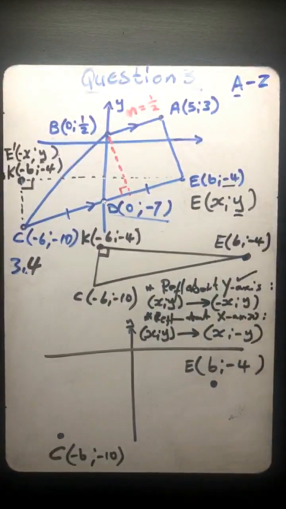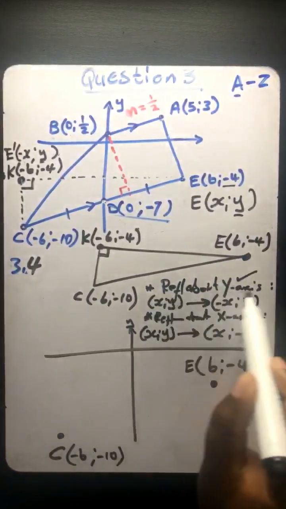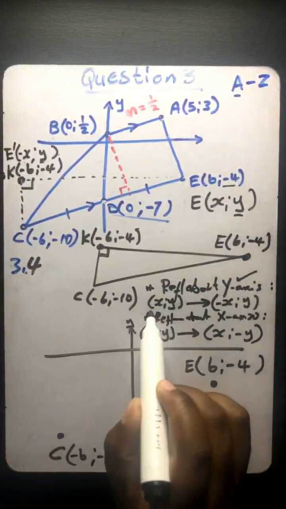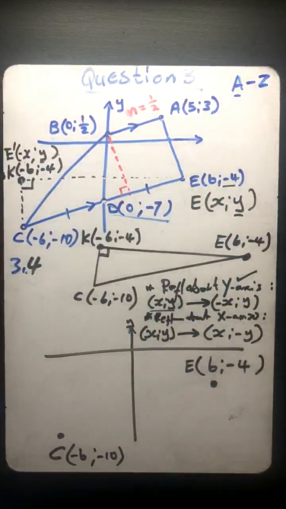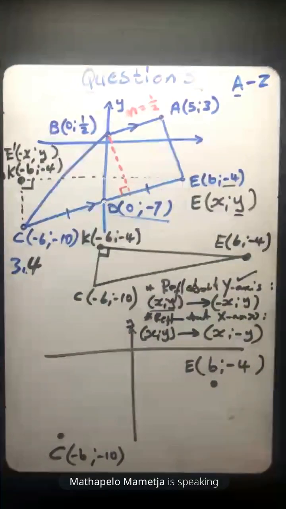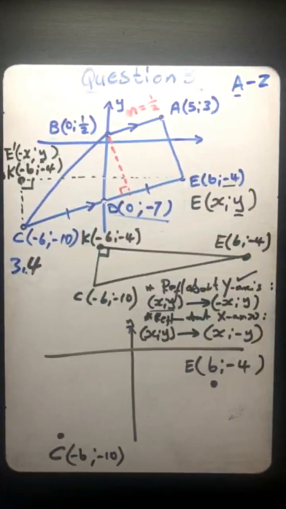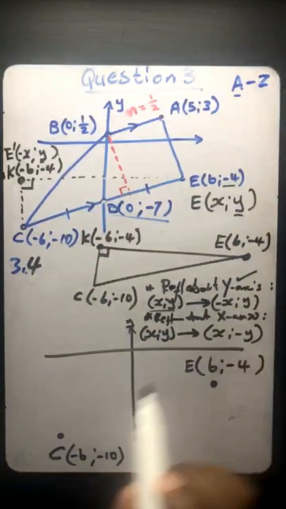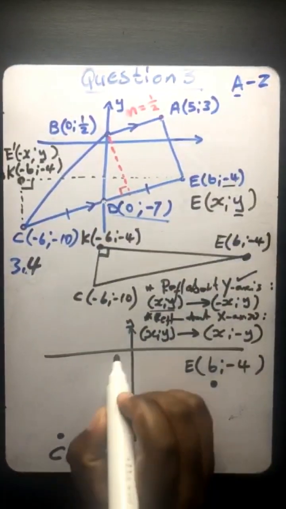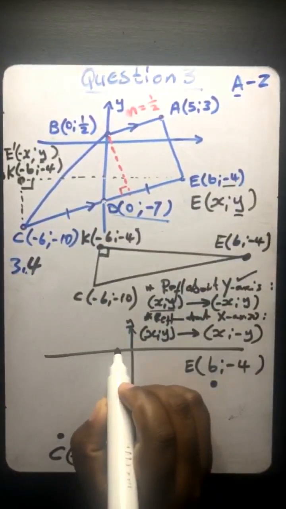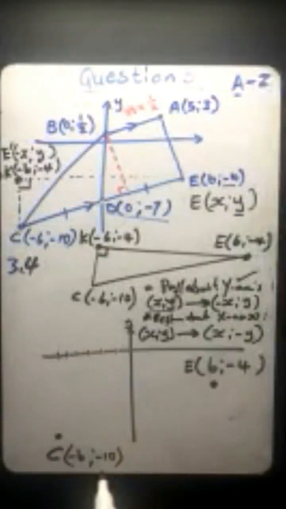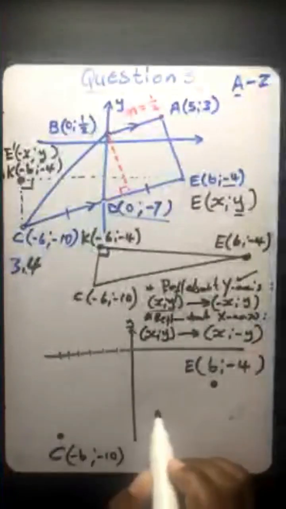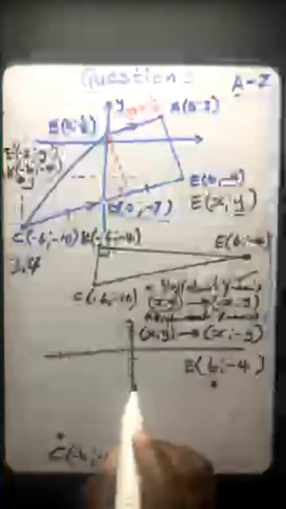You tell me, Matapelo, if it's the reflection about the y-axis and we are having this point, what changes on these coordinates? It will be -6 because it's changed, and -4. Yes, because it's the x that changes. So that means you are going to put a point where x is, let's say, -1, -2, -3, -4, -5, -6. Also where y is, let's see, -1, -2, -3, -4.